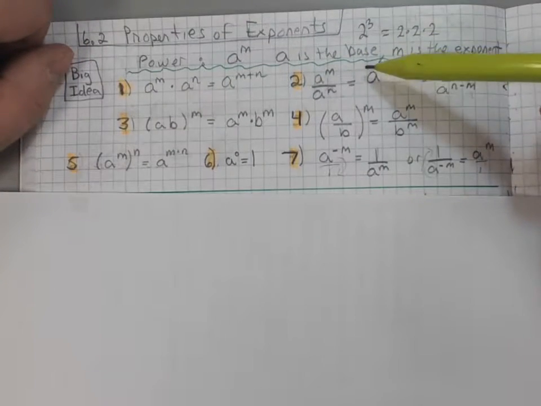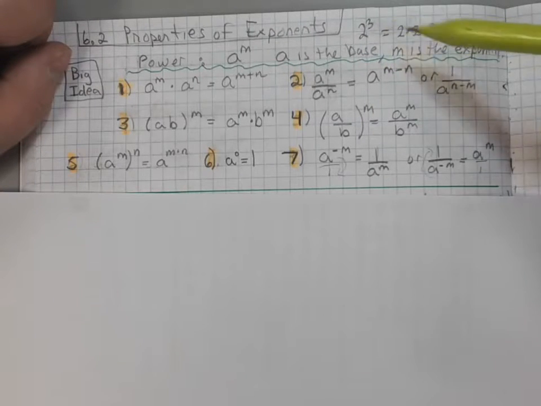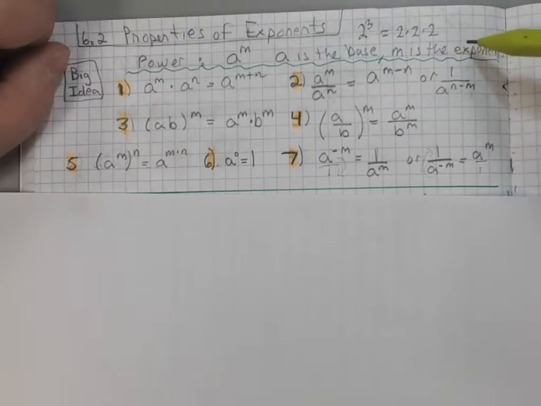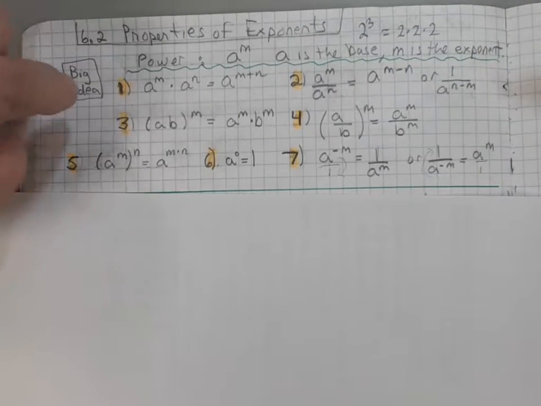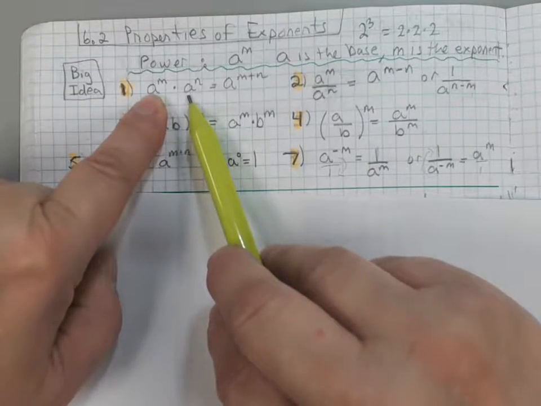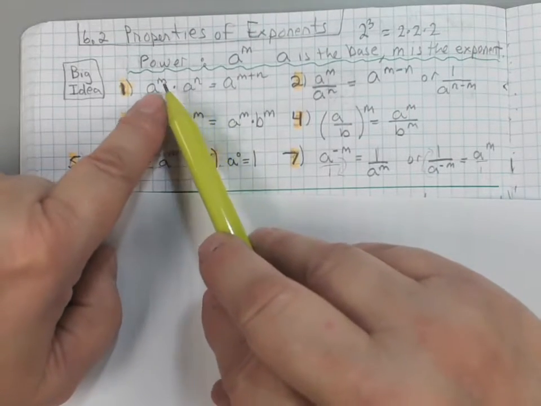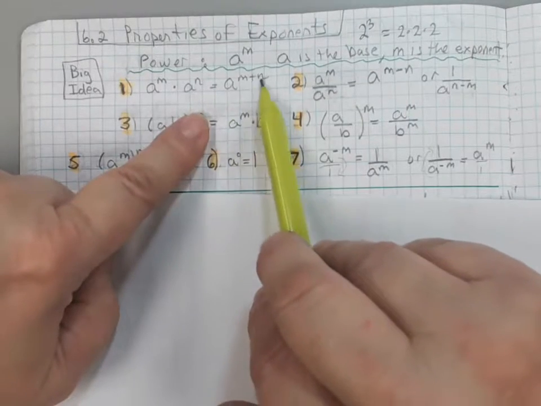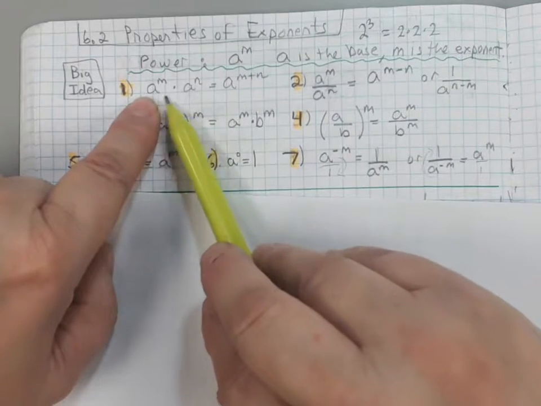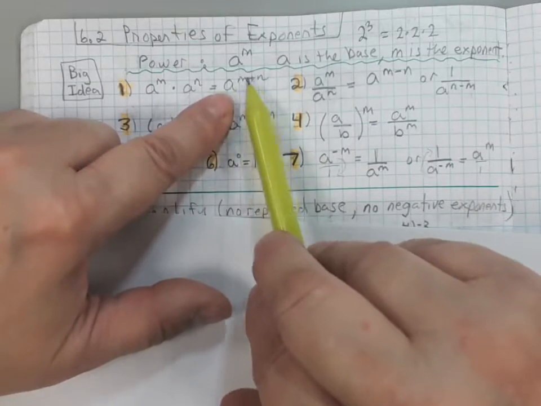So a quick example would be if we had 2 to the third power, that means I'm multiplying by 2 3 times. 2 times 2 times 2. So this is a shortcut for representing that multiplication. Our first rule is if we're multiplying the same base, and we have m factors of A and n factors of A, how many total factors of A do we have? We have the sum of them, m plus n. And so the product of two powers is equal to the sum of the exponents.